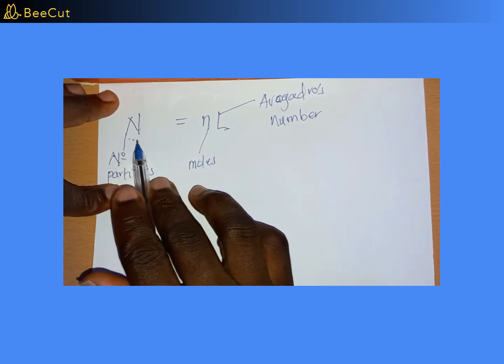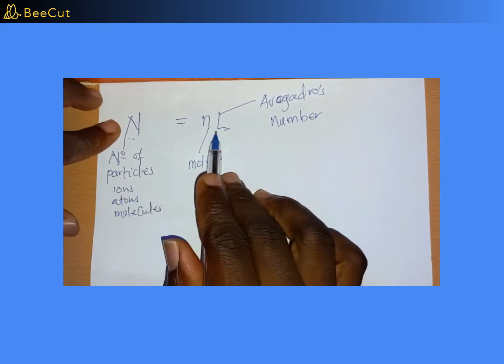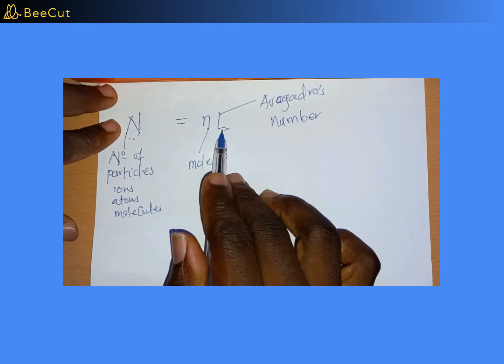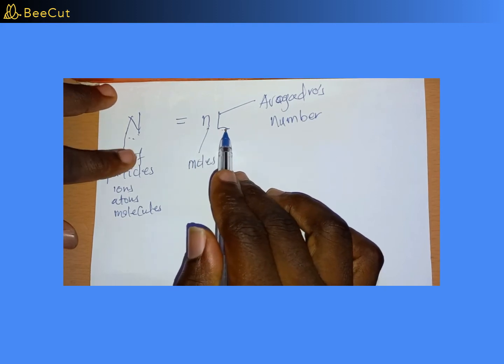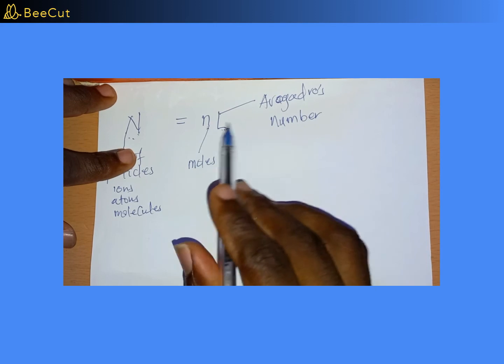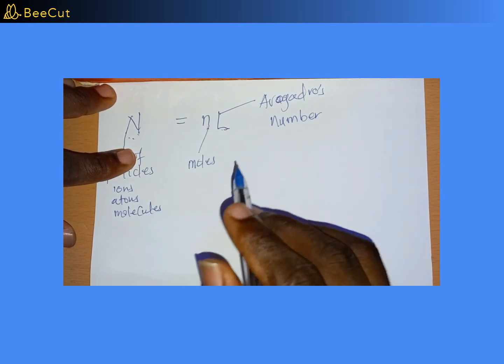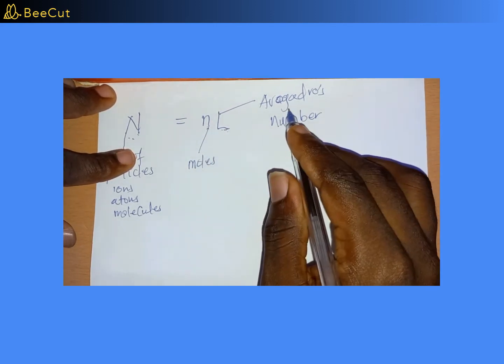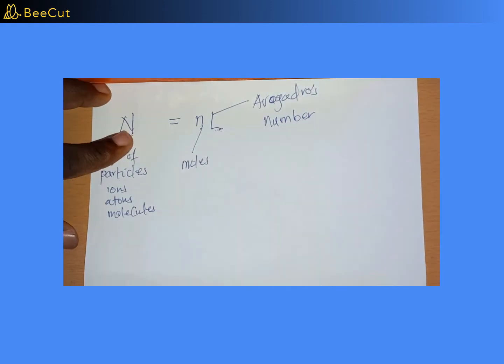Don't confuse yourself. The big N is equal to what? Small n multiplied by capital L. That's Avogadro's number. Avogadro's number will always be given to you, so take note.